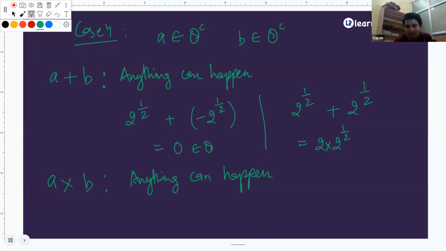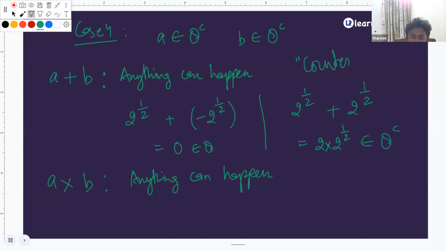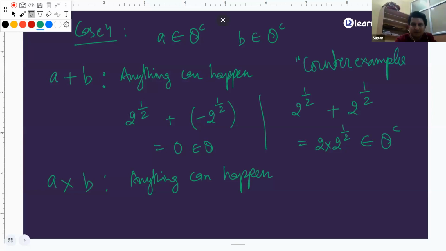Okay. But this is an irrational number. So how is your answer correct? I don't know, sir. That means there is some mistake. Yes. So we gave a counter example. These are called counter examples. Sir, but his result came correct. No, there is a mistake in that.